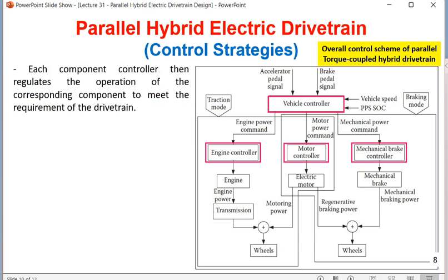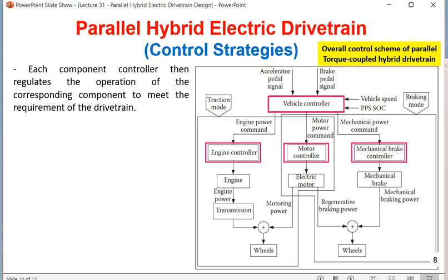So each component controller regulates the operation of the corresponding component, like the PPS will be controlling the electric motor through motor controller. The brake will be controlled by the mechanical brake controller. That means there is a microcontroller which is controlling the brake, hence anti-lock braking system and all other things is possible in new age car.